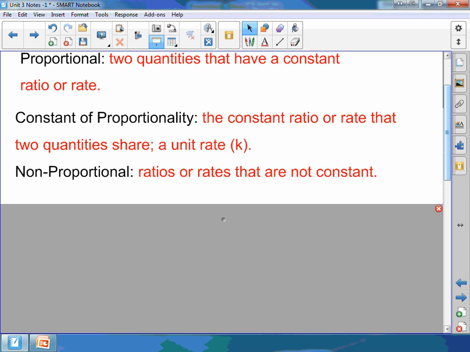All right, and then the last thing is non-proportional. So if two quantities are not proportional, then they don't have a constant rate or ratio.